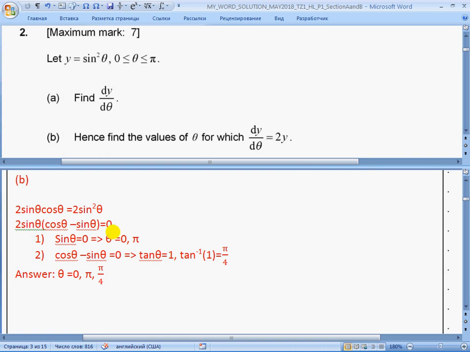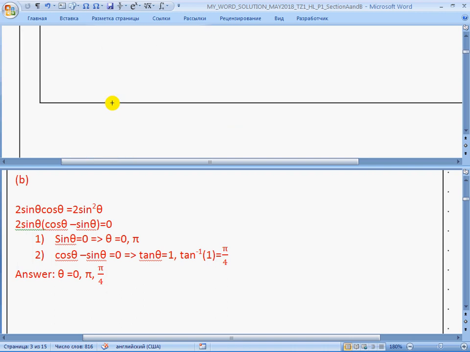A product is 0 if one of the terms is 0. So first, sine theta equals 0. This gives us two solutions, 0 and pi. Then in the bracket, cosine theta minus sine theta equals 0. We move sine theta to the right, divide by cosine theta, and we get tangent theta equals 1. The solution is pi over 4. So we have 3 solutions. Question done.